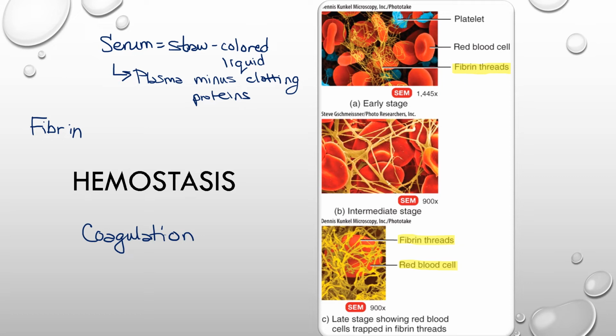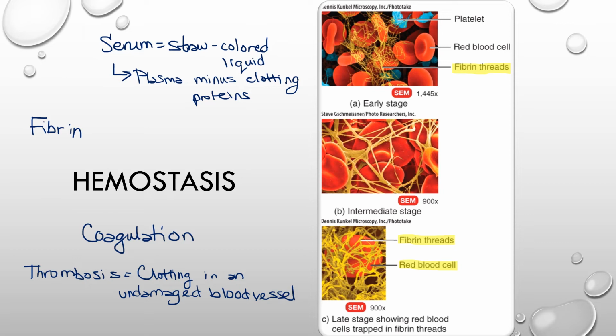Now, if blood clots too easily, the result can be thrombosis. Thrombosis is clotting in an undamaged blood vessel. On the other hand, if blood clotting takes too long, then hemorrhage can occur.